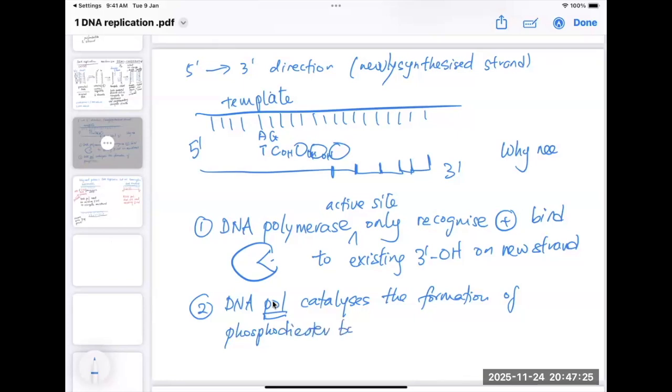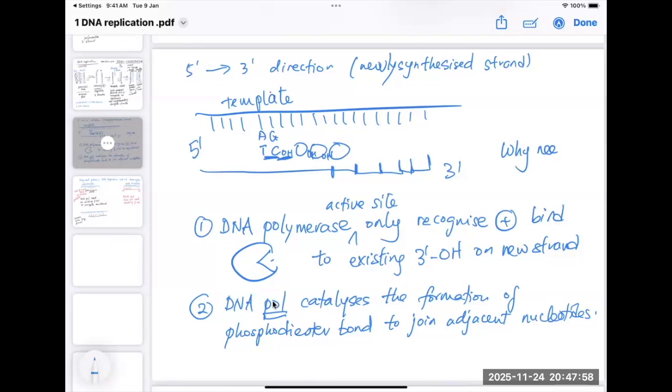Phosphodiester bond. So between one and the other, that is how they join them together, right? To join adjacent nucleotides. So that's why they match and then form the bond, and then after that they match, form the bond, they match, form the bond. So that's why it grows in a 5', 3' direction.